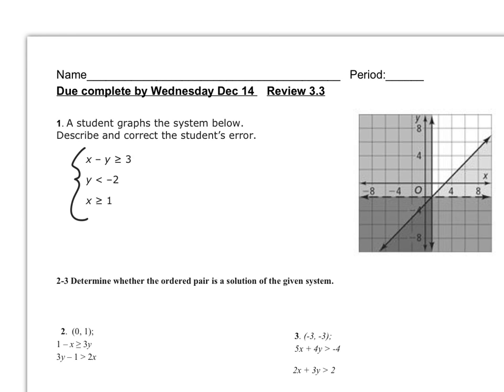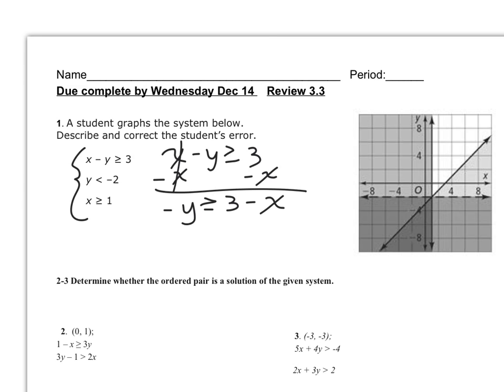Lots and lots of practice. So the first equation says x minus y is greater than or equal to 3. So what I'm going to do is solve that for y, and I'm going to graph it and see if it matches. Okay? So we have x minus y is greater than or equal to 3. So I'm going to subtract x from both sides. And that gives me negative y is greater than or equal to 3 minus x. Then I can divide everything by negative 1.